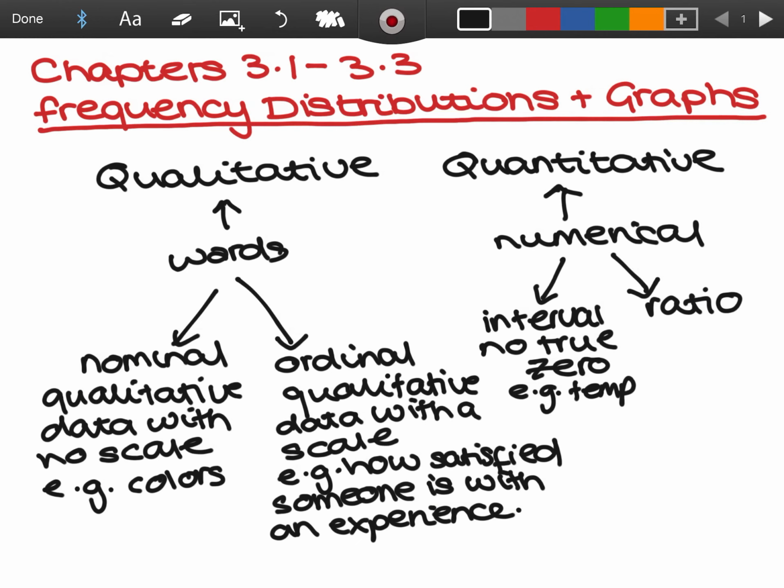On the other hand, ratio data does have a true 0. So it's numerical data that has a true 0. What does that mean? That means that, for example, height and weight are great examples of this, and time.